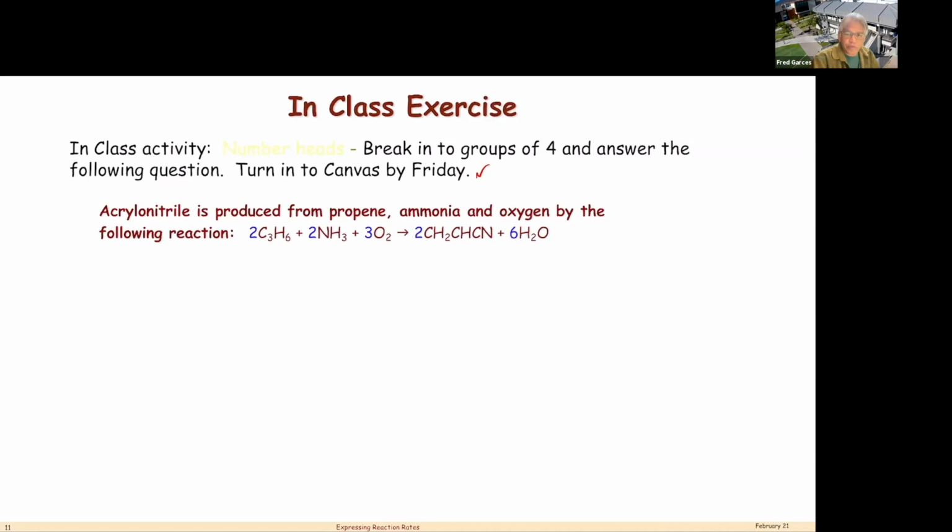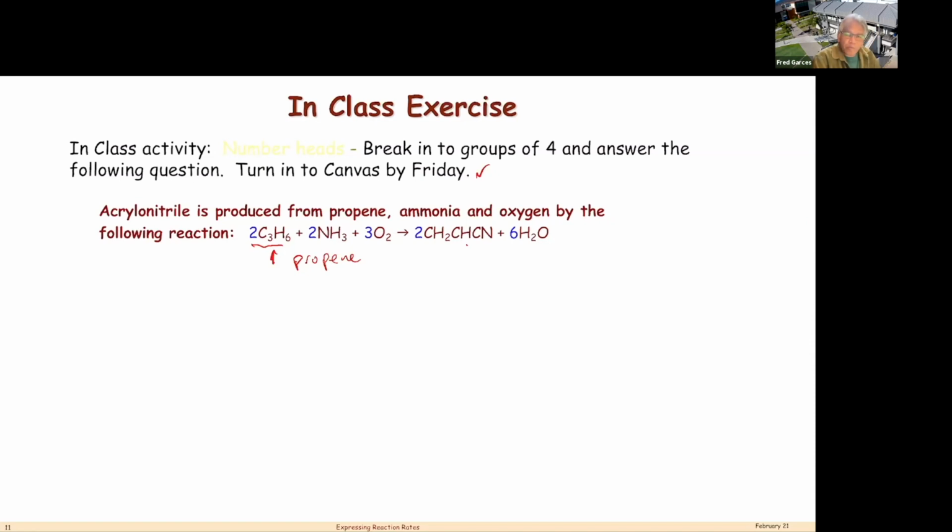And this is the reaction. Okay, it's a pretty complicated reaction in which you have propene, that's this guy right here, reacts with ammonia and oxygen to produce acrylonitrile. Acrylonitrile is this guy right here. It's going to be produced from propene. That's this guy right here. That's propene. Ammonia and oxygen produces acrylonitrile and water. So that's the balance equation.